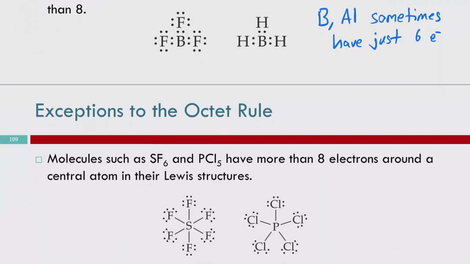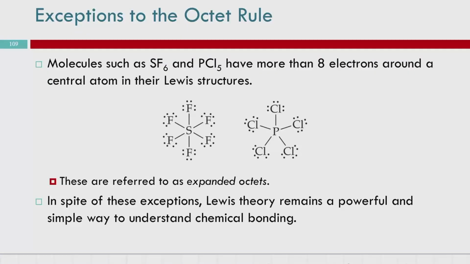We can also have what are called expanded octets. So molecules like SF6, molecules like this and like this can have more than 8 electrons around the central atom in their Lewis structure. So look at our sulfur. Our sulfur has how many bonds? 6 bonds, which is how many electrons? And phosphorus has 5 bonds, which means 10 electrons. So we would call those expanded octets.